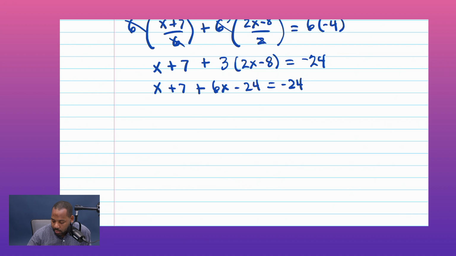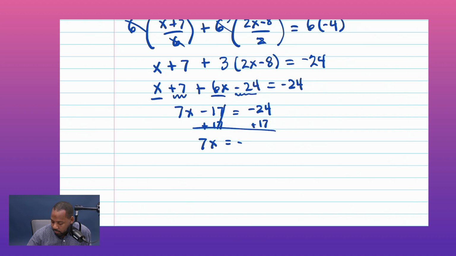Like terms, x and 6x makes 7x. Okay, I just added x and 6x. And now my 7 minus 24 is negative 17, is equal to negative 24. Adding 17 to both sides, 7x is equal to negative 7. Divided by 7, x is equal to negative 1. And so my solution is negative 1.